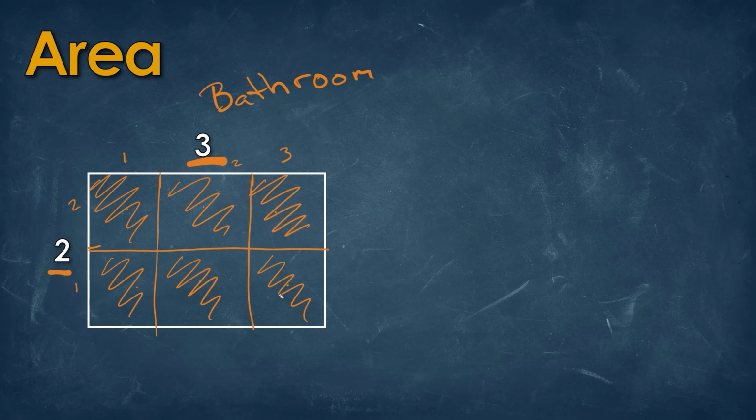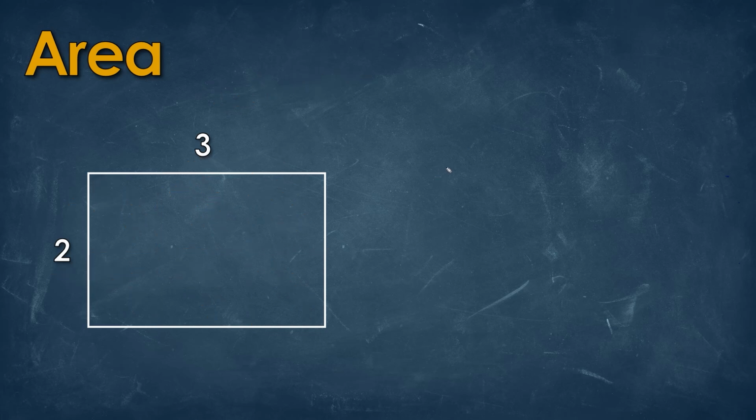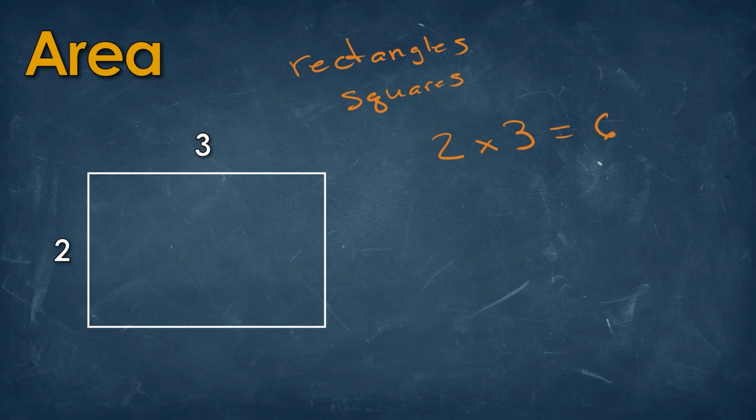Okay, so we can take a look at it by actually separating out these individual lines, or we can do it an easy way. The idea of area is just multiplying the two sides. But you can only do this for rectangles and squares. So if we have this, it's a 2 by 3, which we know is equal to 6. And when we actually separated it out in tiles, we counted 1, 2, 3, 4, 5, 6.